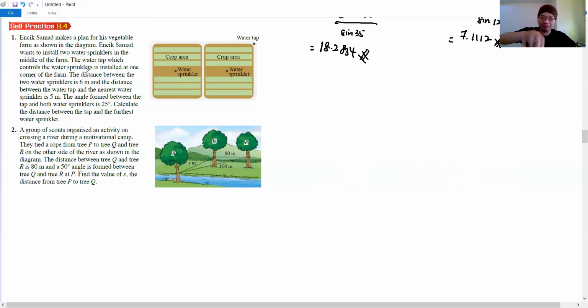Swish, pula apa, pembuka air itulah. Okay, the water tap which controls the water sprinkler is installed at one corner of the farm here. Okay, the distance between the two sprinklers here.